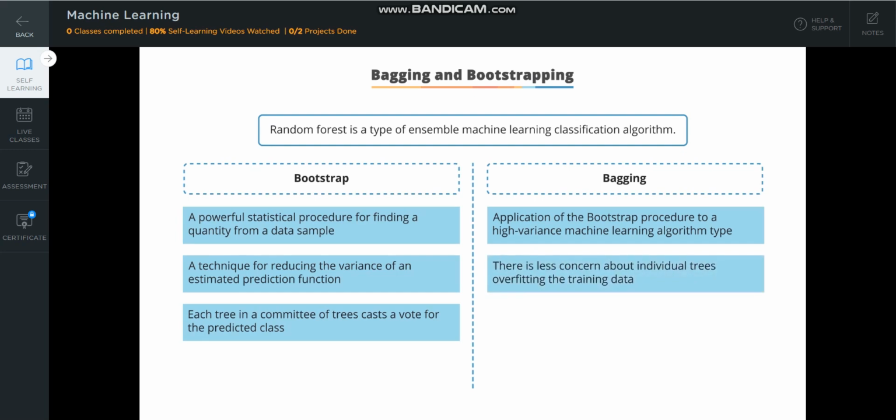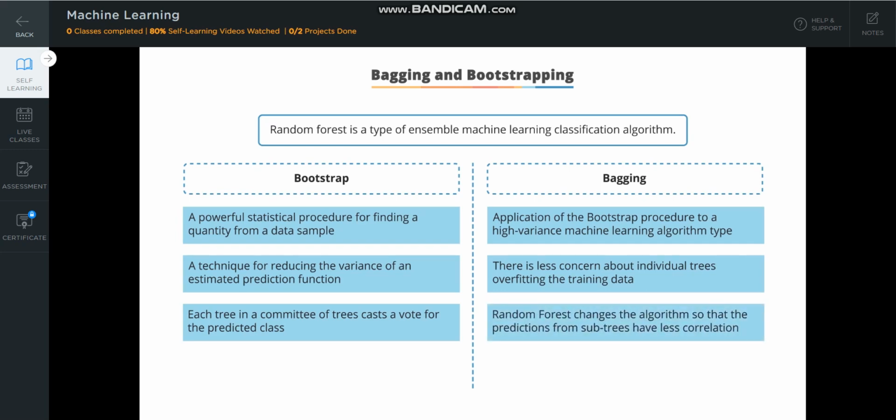When bagging with decision trees, we tend to be less concerned about individual trees overfitting the training data. Random forests are an improvement over bagged decision trees. Random forest changes the algorithm in a way that the subtrees are learned so that the resulting predictions from all of the subtrees have less correlation. It randomly draws data sets with replacement from the training data that has each sample of the same size as the original training set.